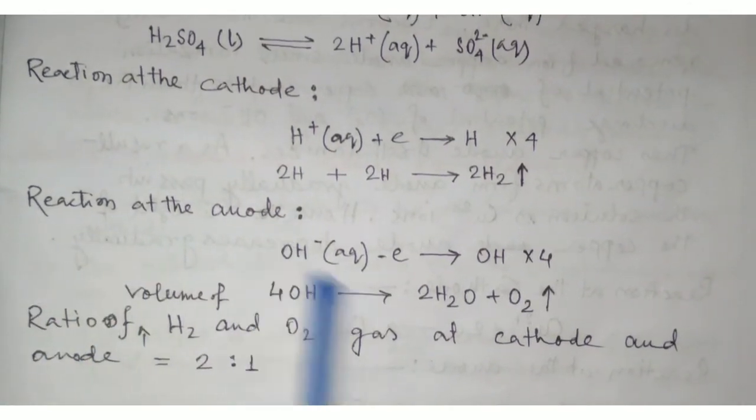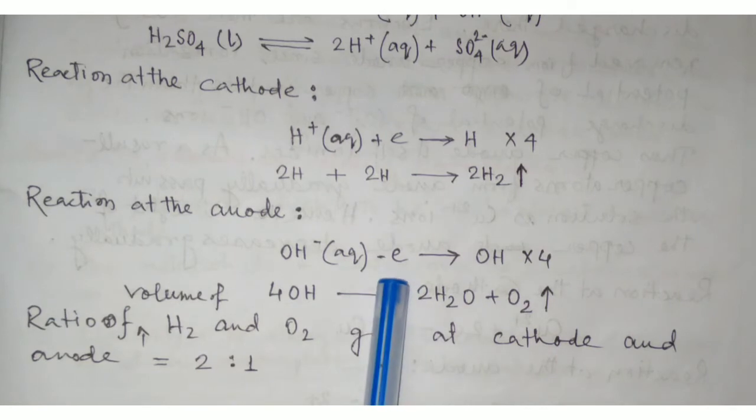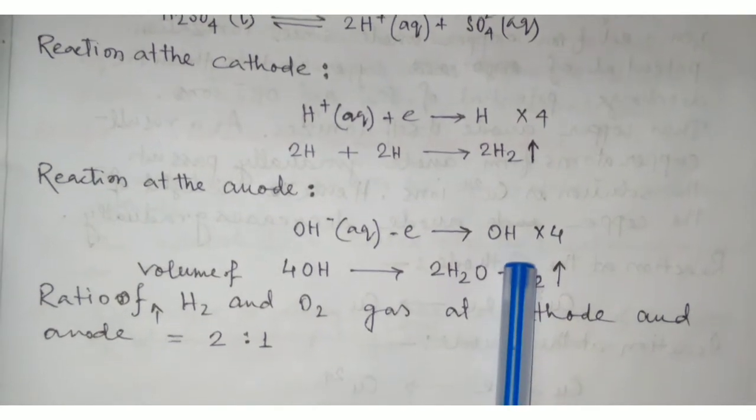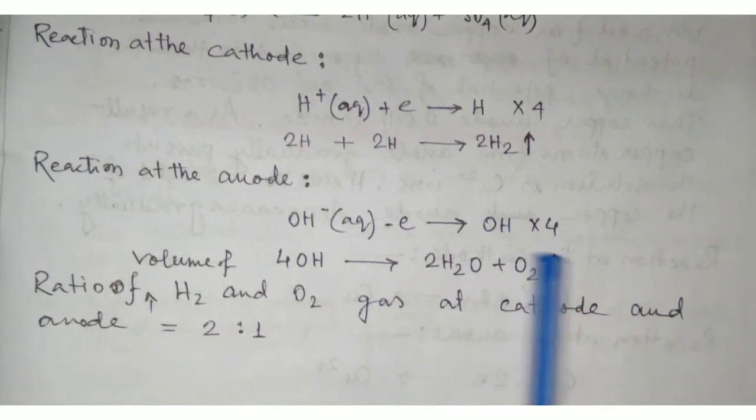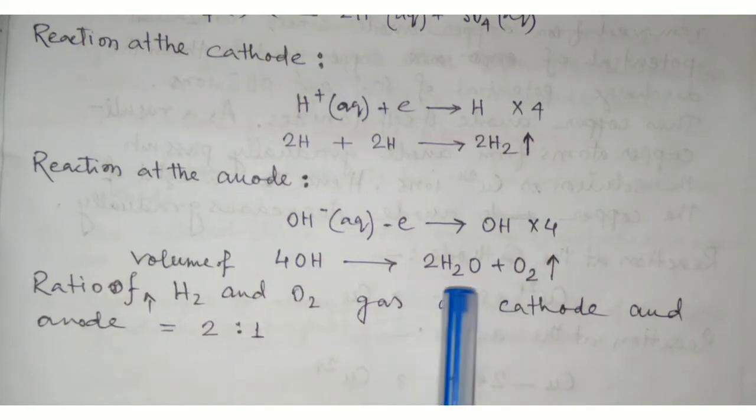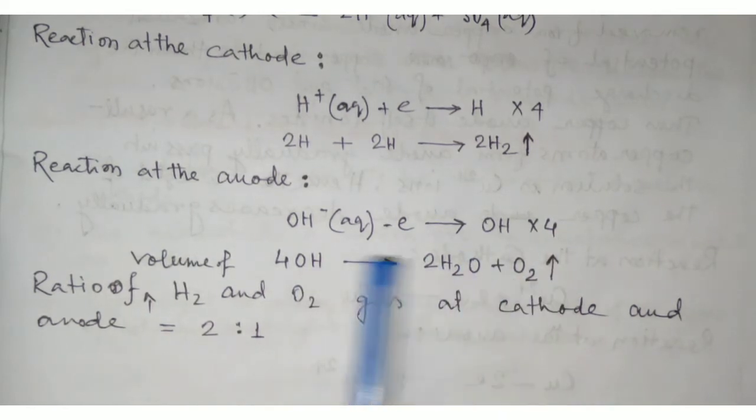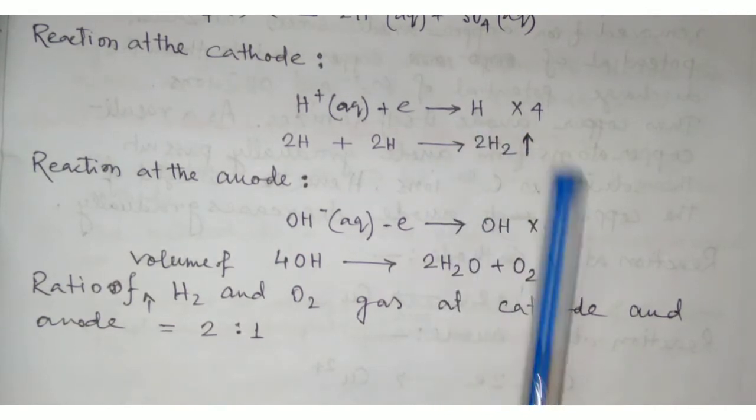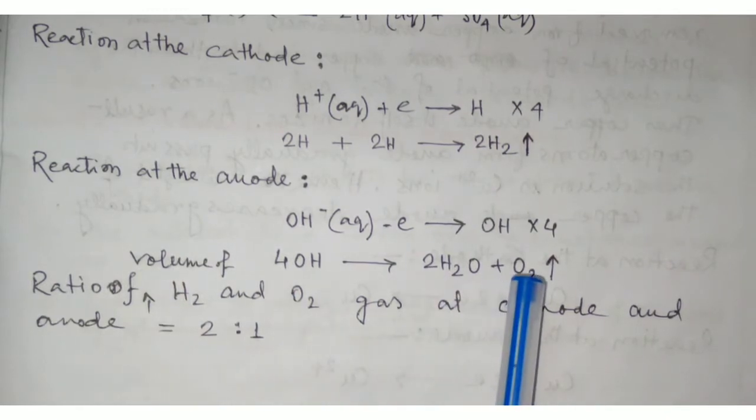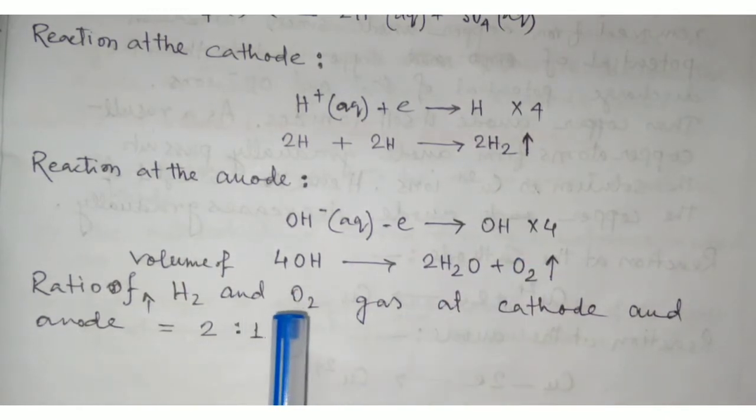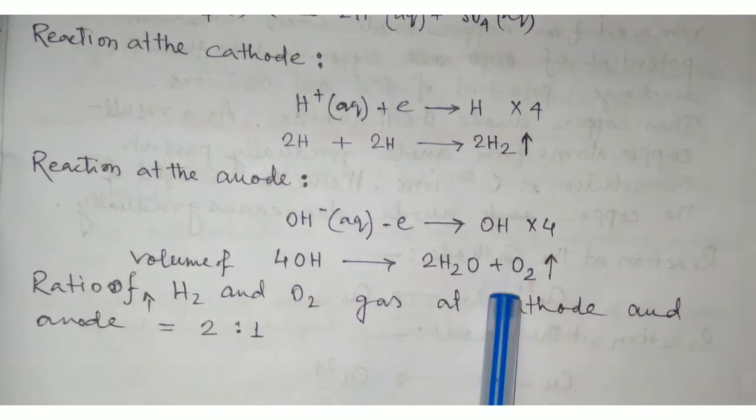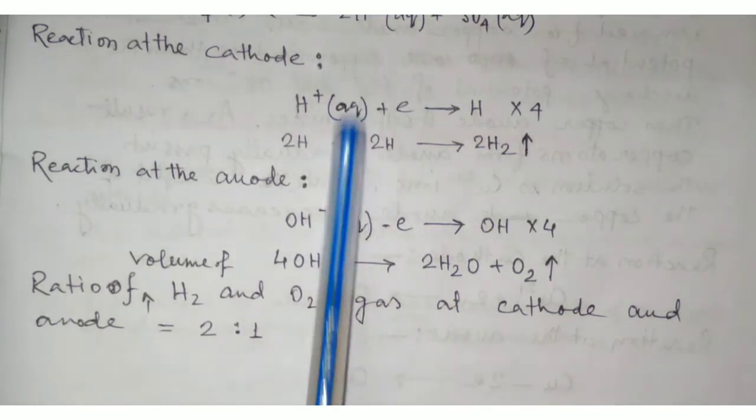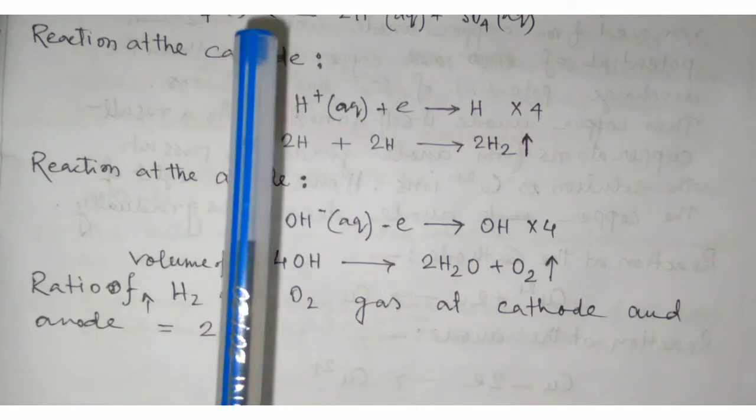Now, the reaction at the anode: here from the OH- ion one electron is removed and it becomes OH radical. 4 OH radicals become 2H2O plus O2. So at the cathode hydrogen is produced and at the anode oxygen is produced. The ratio of the volume of hydrogen and oxygen at cathode and anode is 2:1. These are the main points of the electrolysis of acidified water.